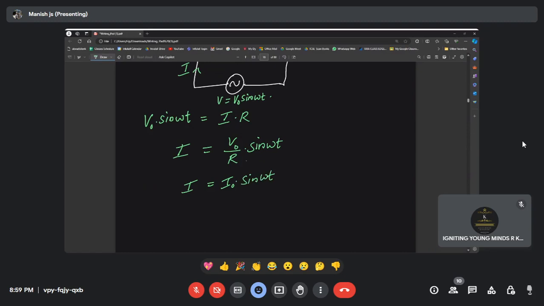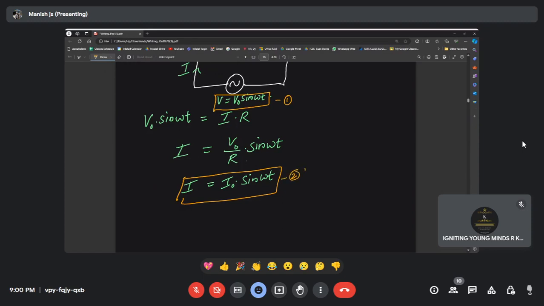Given the expression of alternating voltage, we have got a relationship. Okay, this is your current expression. The voltage expression is already known to us because that is the voltage supply, the AC voltage supply. That's it. So both the expressions are there. Now let me mark the expressions as 1 and 2.